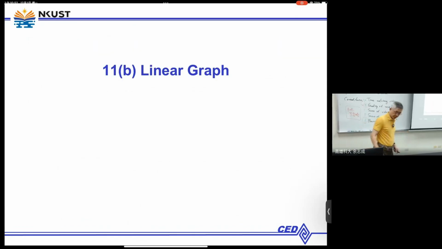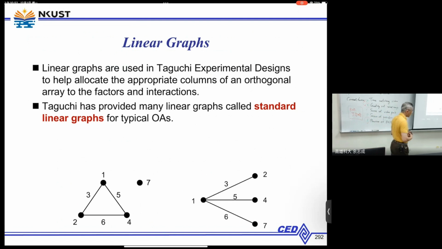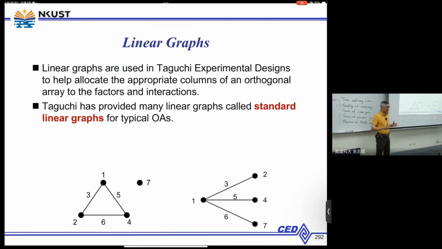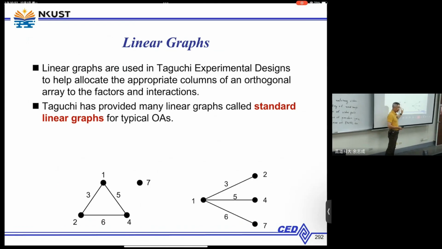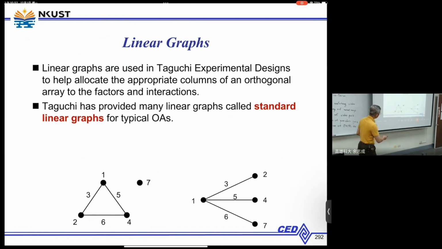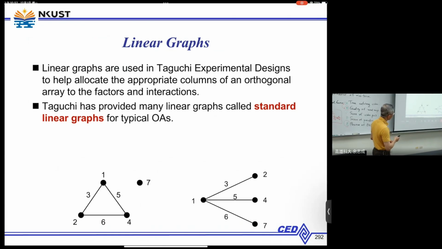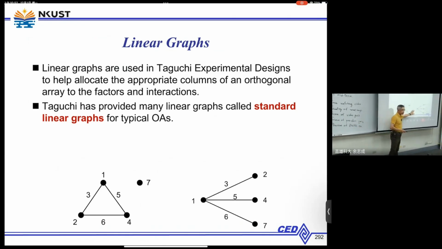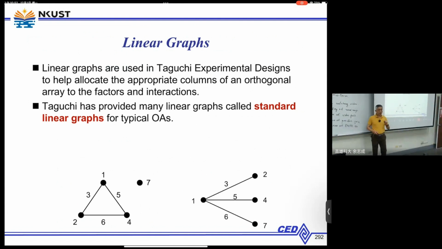So what is the linear graph? Linear graph is a very simple method that Taguchi proposed. So you can assign your factors and important interactions at the same time, and make sure that your main effects and the significant interactions can be estimated, which means that they will not be confounded. This is one of the examples of L8. He proposed the common linear graph for each orthogonal array. But some orthogonal arrays don't have a linear graph. I will show you later.